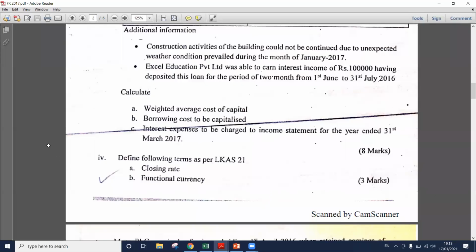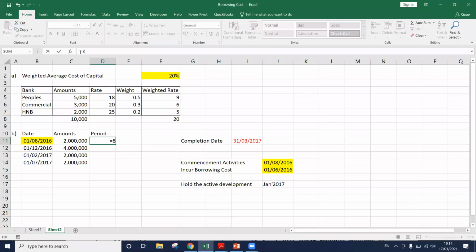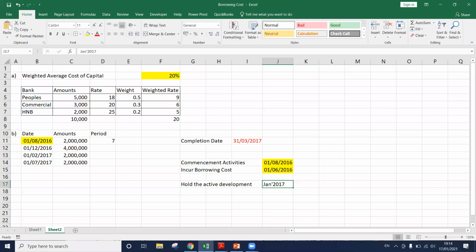This January belongs to this period. So for one month we did not work here. Then this total of 8 months we cannot consider. We can consider only borrowing costs related to how many months? Only 7 months. So we need to consider the borrowing cost associated with 7 months with respect to this 2 million.